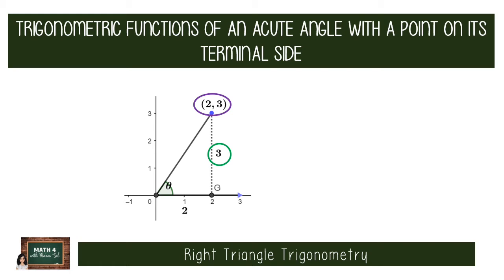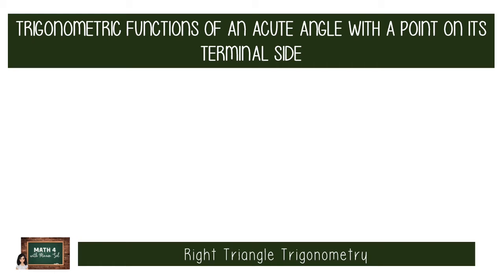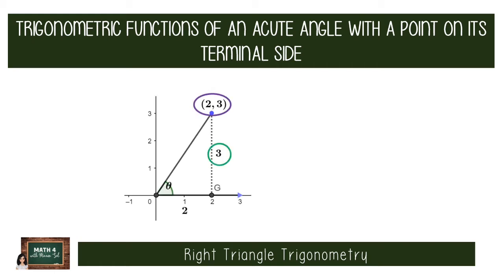We know that the vertical segment, which is also the opposite side of theta, measures 3 units, since the y-coordinate is 3, and the adjacent side of theta measures 2 units, since the x-coordinate is 2. Since we have the values for O and A, we now have to find the measure of the hypotenuse, or that is h. We know that this is a right triangle, so the Pythagorean theorem holds true.